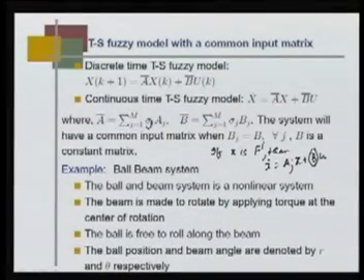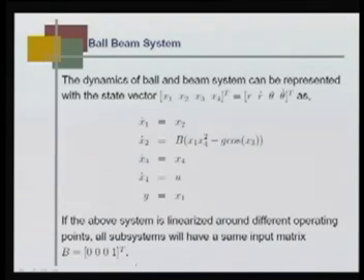Why are we interested in such a system? So, let us take a ball and beam system. The ball and beam system is a nonlinear system. The beam is made to rotate by applying torque at the center of rotation. The ball is free to roll along the beam. The ball position and beam angle are denoted by r and theta respectively. The dynamics of the ball and beam system can be represented with the state vector x 1, x 2, x 3, x 4 as r, r dot, theta, theta dot, as x 1 dot is x 2, x 2 dot is b x 1 x 4 whole square minus g x 3, x 3 dot is x 4, x 4 dot is u, y is x 1. So, single output and single input.